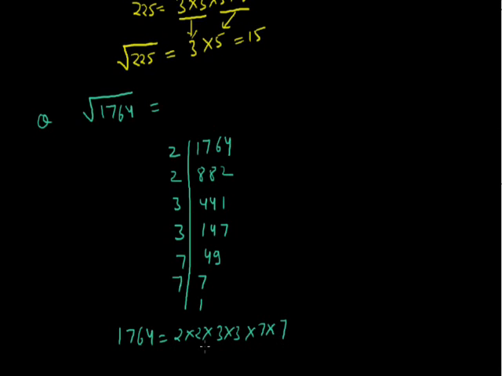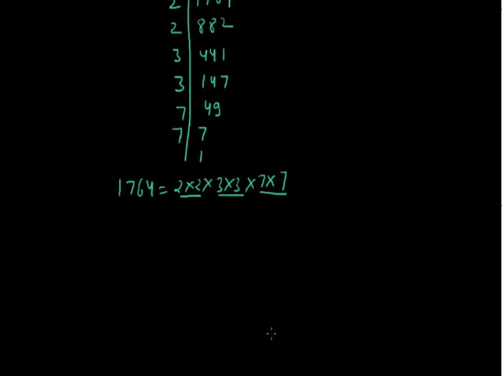Now we take the pairs. To find the square root of 1764 we take one value from each pair. So 2, 3 and 7. So the square root of 1764 is 2 into 3 into 7. That is 2 into 3, 6, and 6 into 7 is 42. So the square root of 1764 is 42. In this way we can find the square root of a number by the prime factorization method.